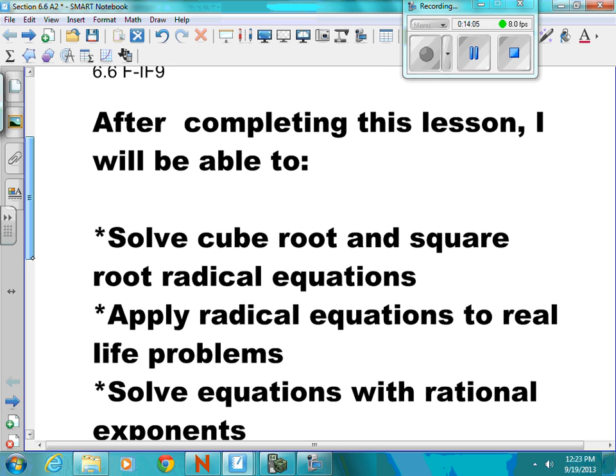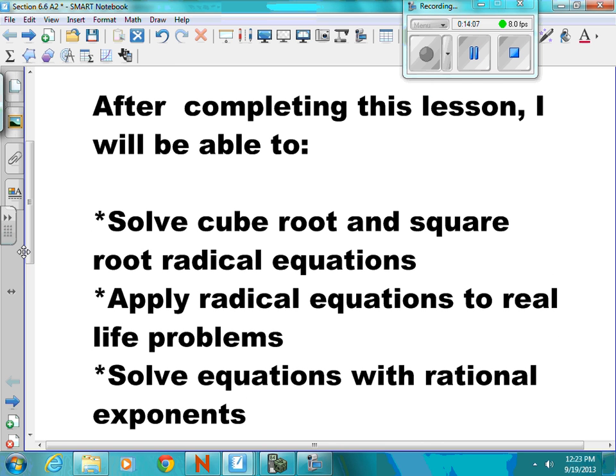Okay, let's review our targets for today. I think we can look back and say we addressed all of these except maybe one, but the other we'll address in class. We're going to solve cube root and square root radical equations. I think we did that. We were going to apply radical equations to real-life problems. We'll do that tomorrow in class. And we're going to solve equations with rational exponents. We did that as well.